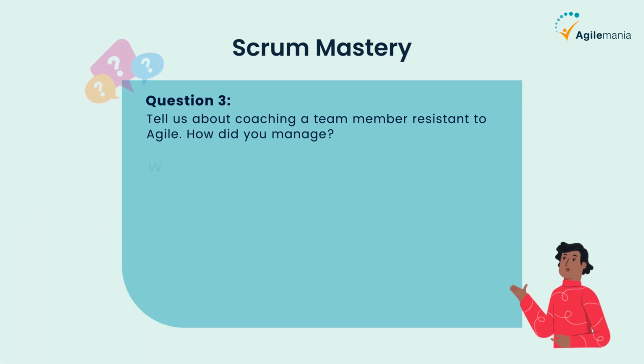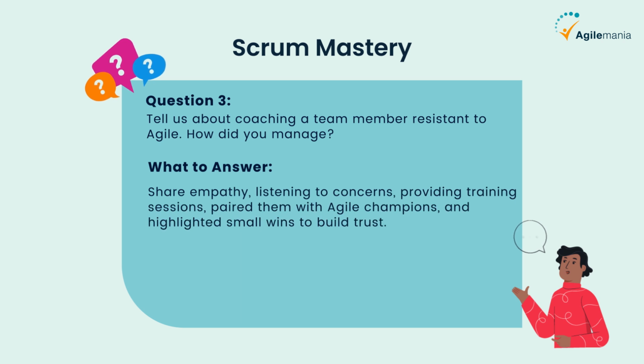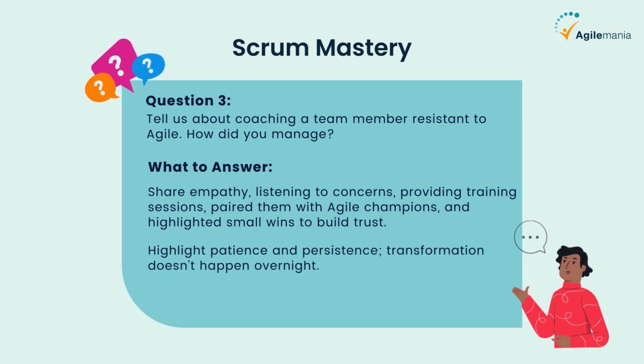Question 3. Tell us about coaching a team member resistant to Agile. How did you manage? What to answer? Share empathy, listening to concerns, providing training sessions, paired them with Agile champions, and highlighted small wins to build trust. Highlight patience and persistence. Transformation doesn't happen overnight.